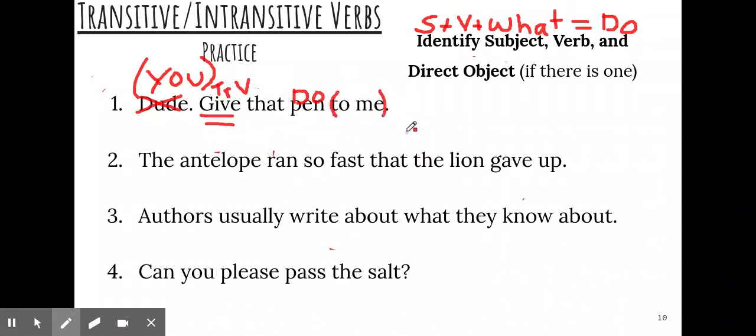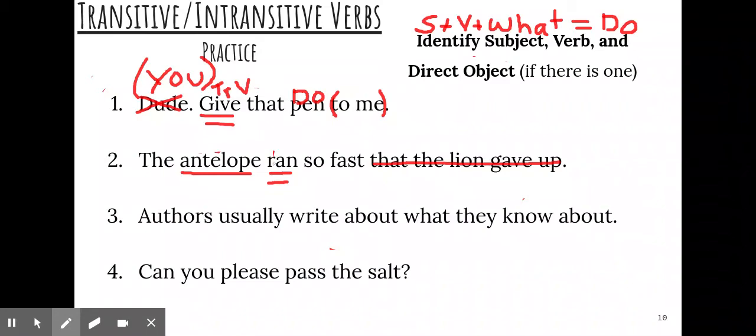Remember that. The next one says, the antelope ran so fast that the lion gave up. We're going to deal not with this dependent clause. We're going to deal with the independent clause. The antelope ran so fast. Our subject is antelope. Our verb is ran. And then we need to plug into our formula. Antelope ran what?